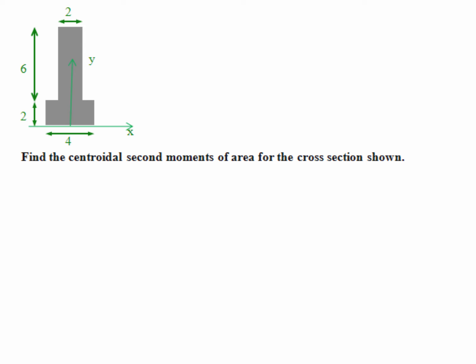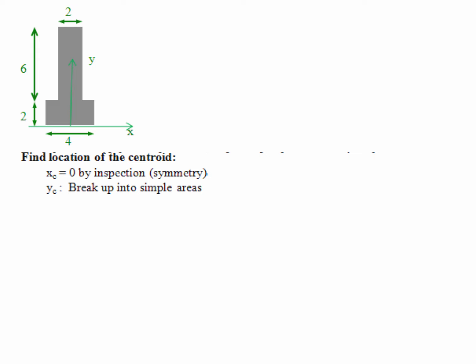Here is an example of using the parallel axis theorem to find the second moment of area for a composite area. The first step is to find the centroid. Because of the symmetry to the left and right of the y-axis, the x-coordinate of the centroid is at the center. But we need to break this area up to find the y-centroid.